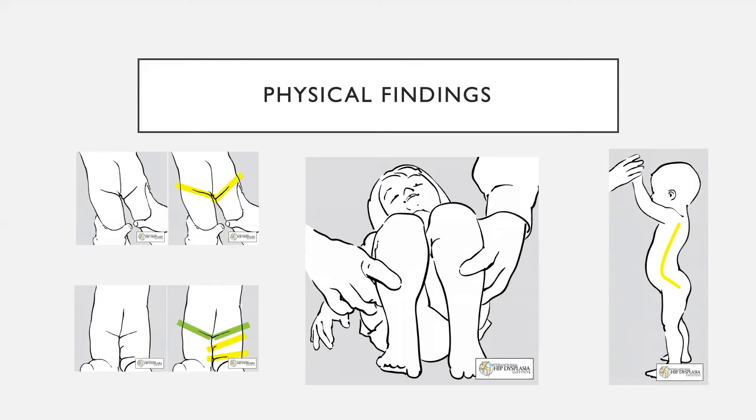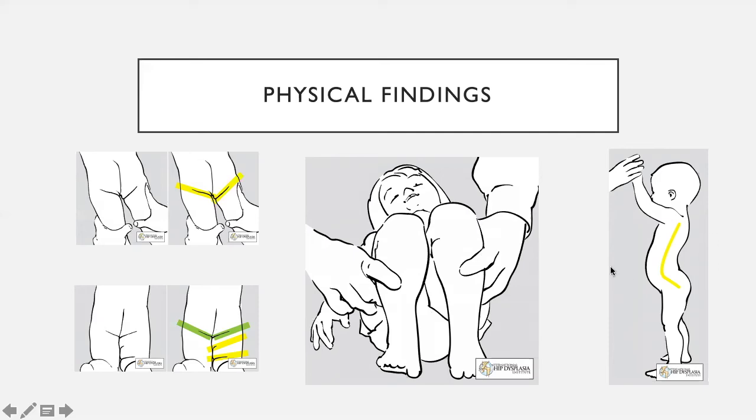Some of these would include limited abduction on the affected side. You might have an asymmetrical gluteal or thigh fold, which is shown here. You could have a positive Trendelenburg gait. You could have a positive Galeazzi sign, in which one limb appears shorter when the patient is in this position. And children with bilateral hip dislocation would have a significant sway back when they're walking.